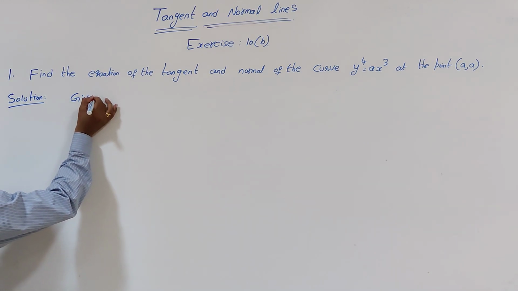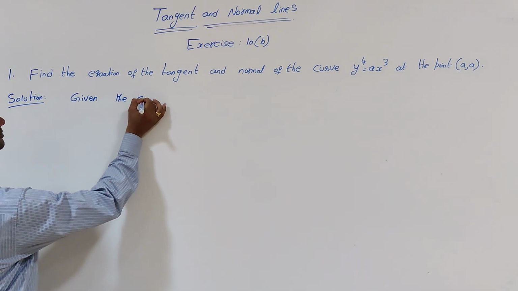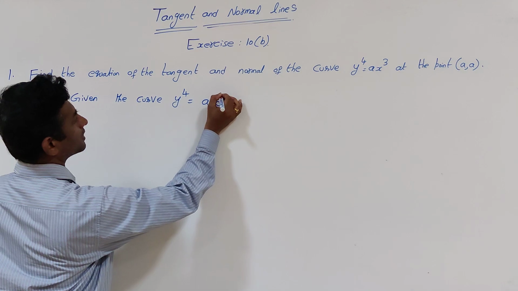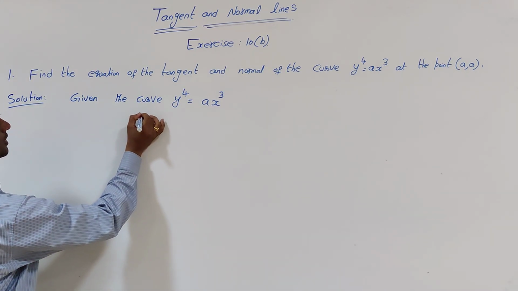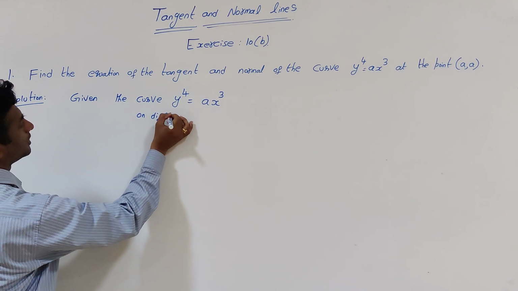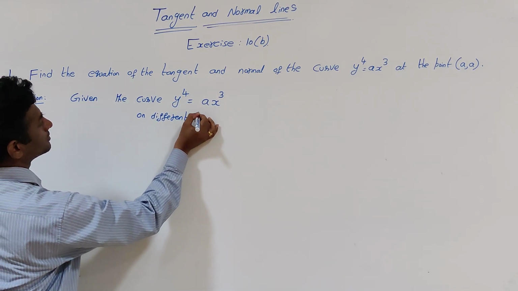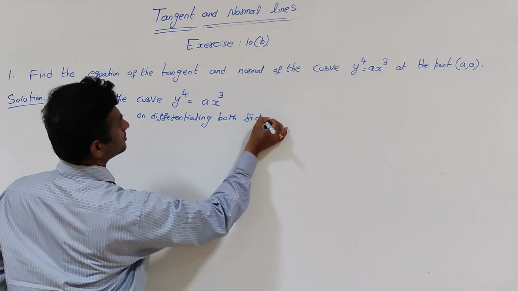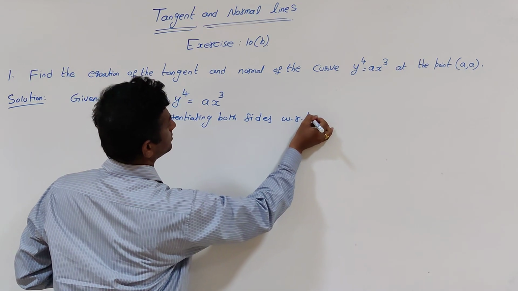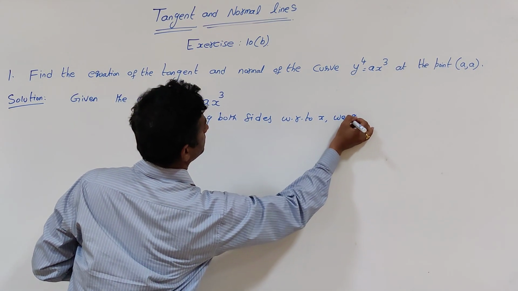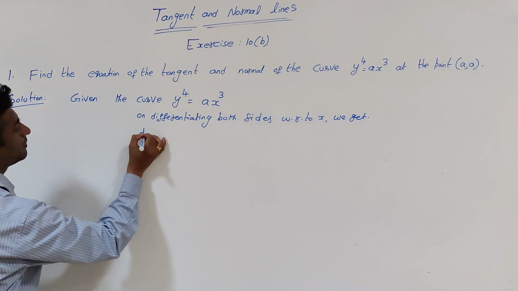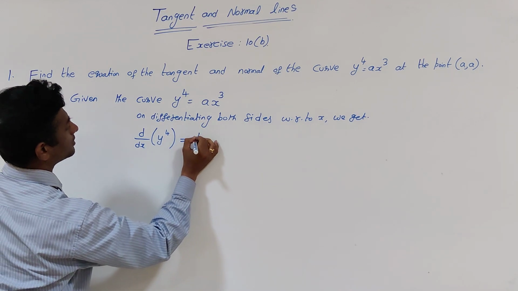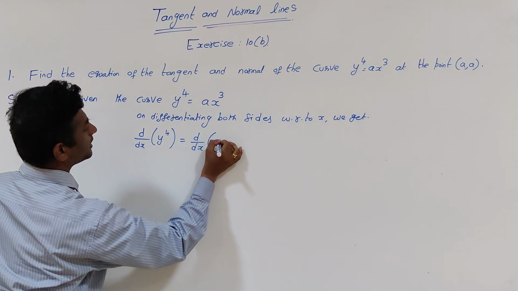Given the curve y to the power 4 is equal to a into x cube. Now differentiating both sides with respect to x, we get d by dx of y to the power 4 is equal to d by dx of a into x cube.